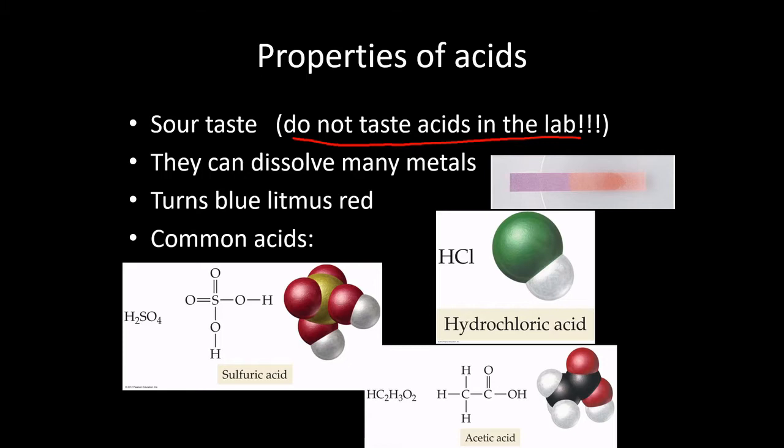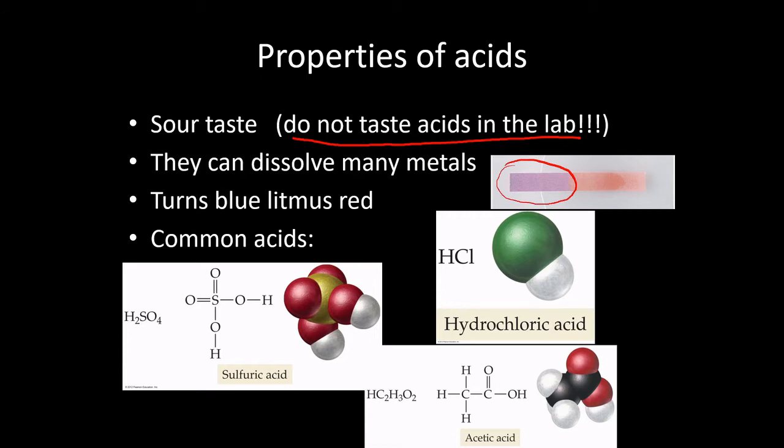Acids also turn blue litmus paper red. So if you have a piece of blue litmus, like this right here, if you stick it into an acid, it will turn the litmus paper red as a result. And you will see this in at least one of the labs that we're going to do. We'll be using some litmus paper.